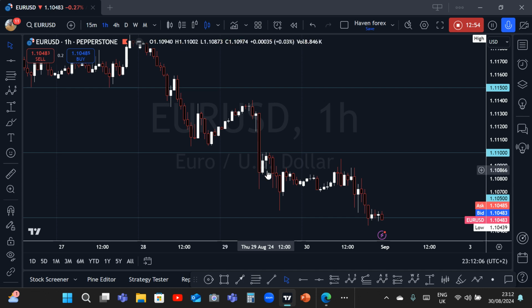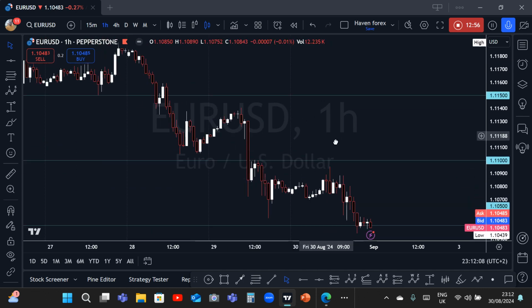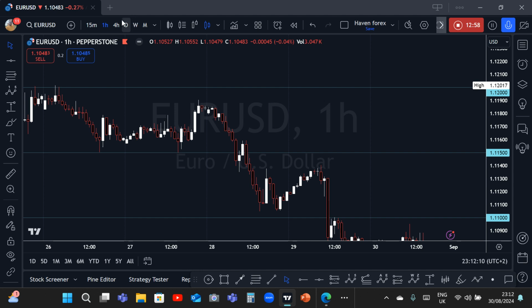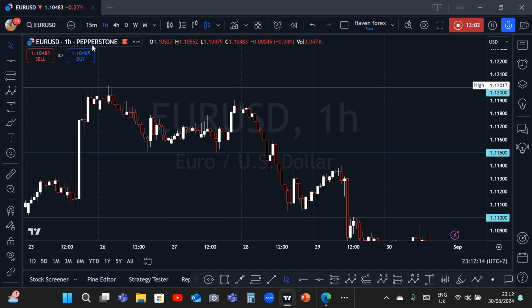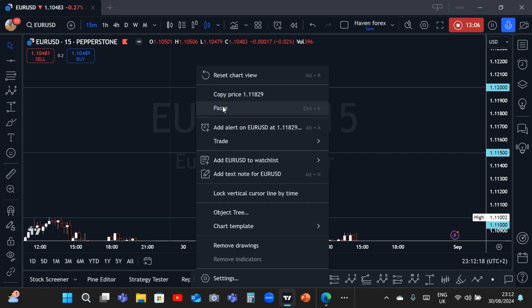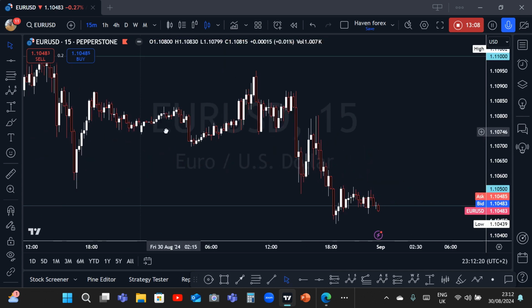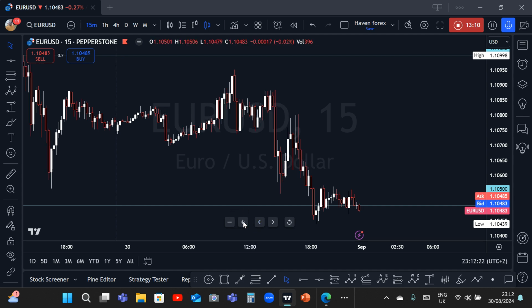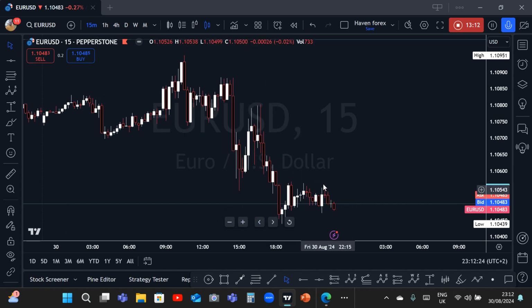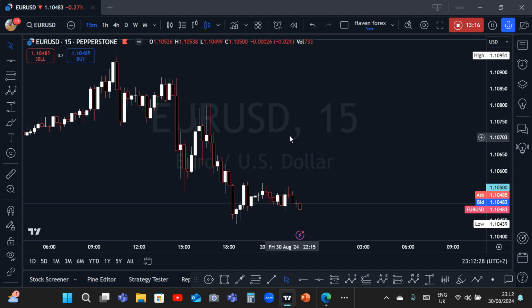Now that you see all these things, you see structure forming, and your directional bias is confirmed, all you need to do now is scale down to 15 minutes. So the 15 minutes chart simply means that each candle represents 15 minutes. So it's a very simple thing to understand.